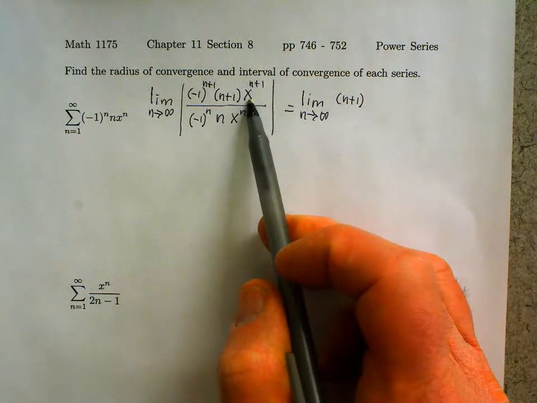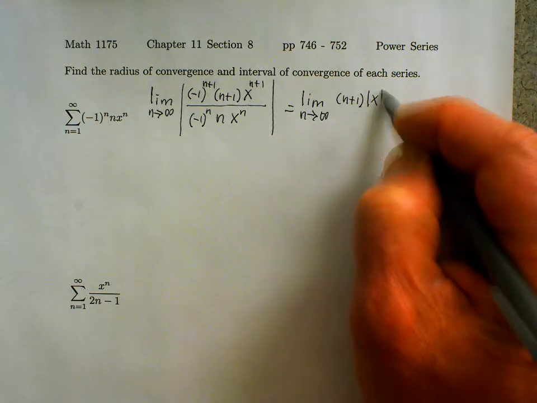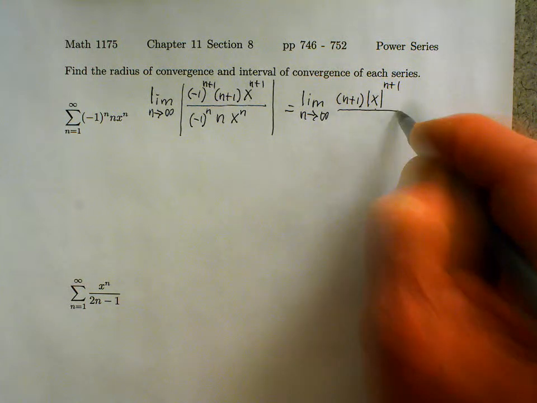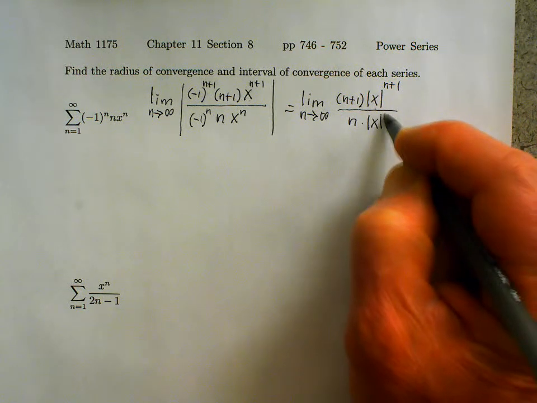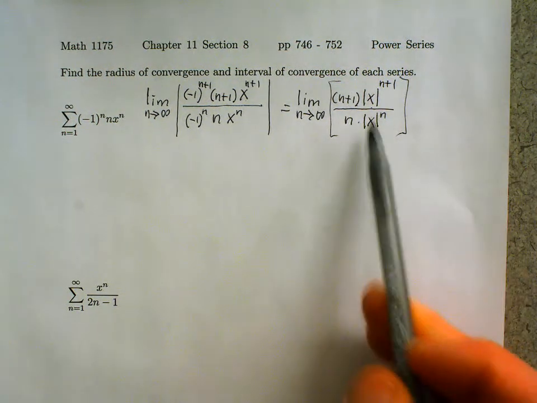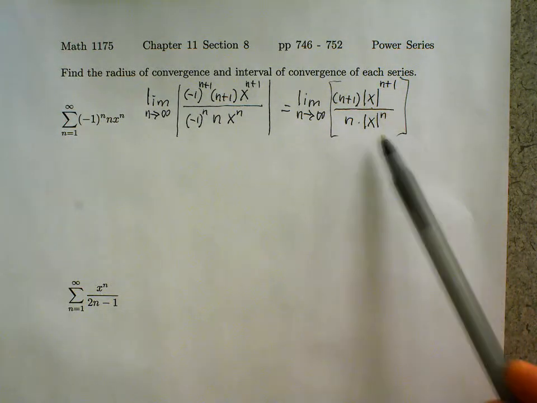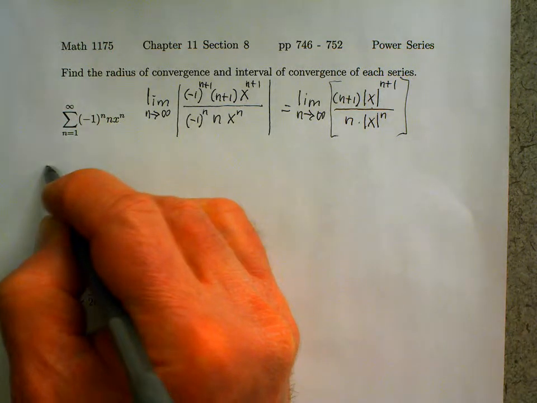Since x is a real number, then we'll put x inside the absolute values. So the absolute value of x to the n plus 1 over n times the absolute value of x to the n. We can simplify this further because the absolute value of x to the n plus 1 divided by the absolute value of x to the n will simplify to the absolute value of x in the numerator. So we'll write that in the next step.